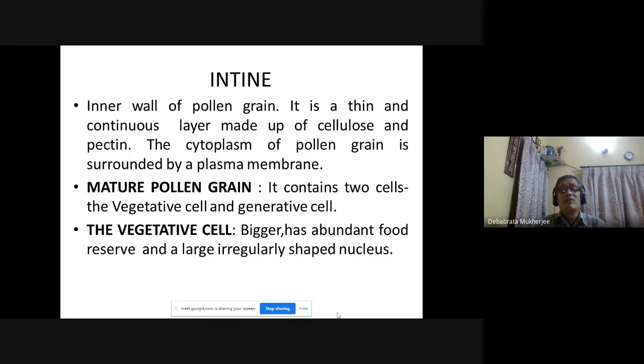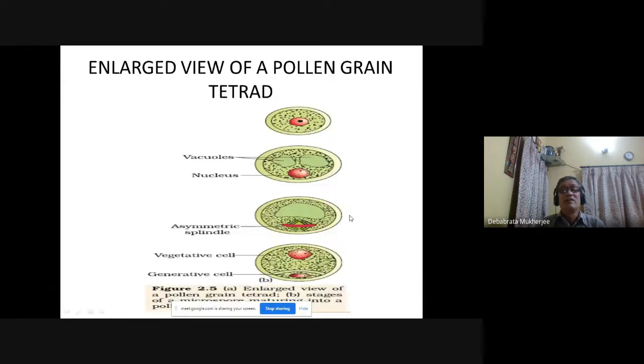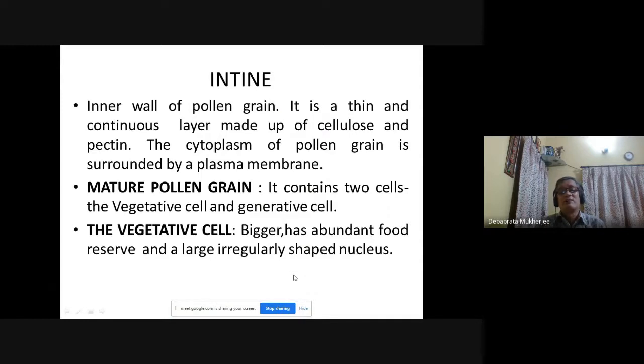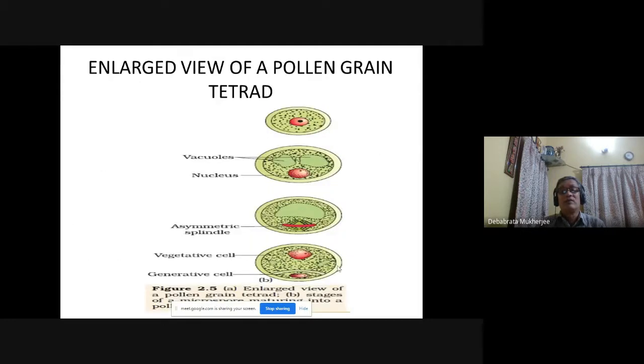What about the mature pollen grain? It contains two cells, as I have said already. Here you see the vegetative cell and this is the generative cell. What is the function of the vegetative cell? It is bigger, has food reserve and an irregular shaped nucleus. Let us go back to the picture. It is the vegetative cell which is bigger in size.